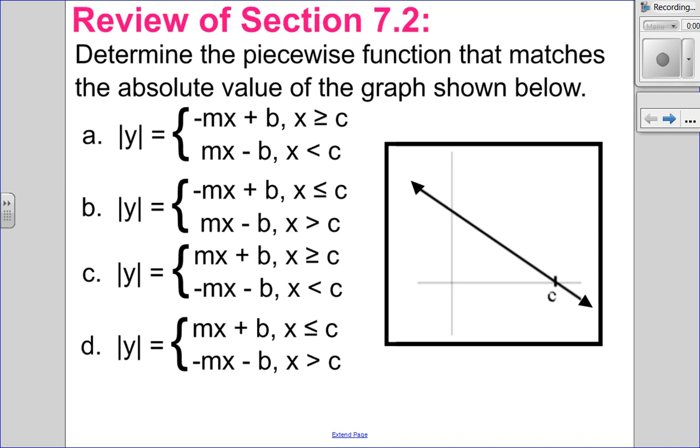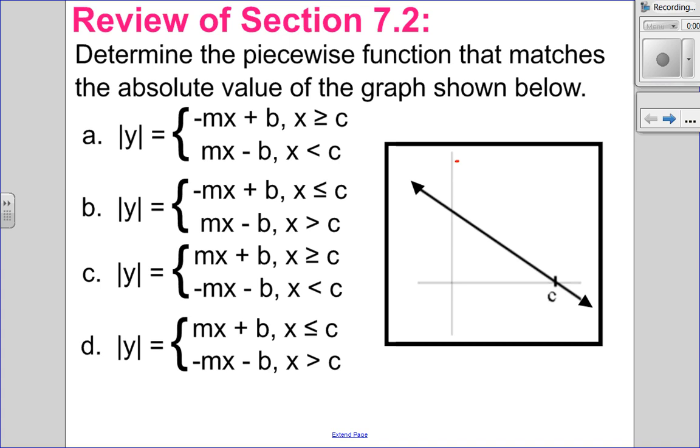Before I get into that, I want to review what we've done with piecewise functions. So I have a linear and a quadratic example for you. Since this is a review question, please pause the video, try this question, come back and see what the solution is. So in this one here, I have a linear equation.